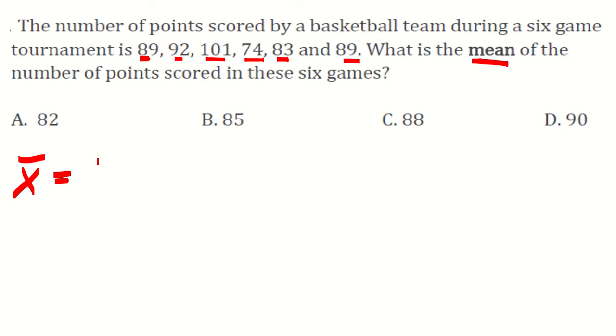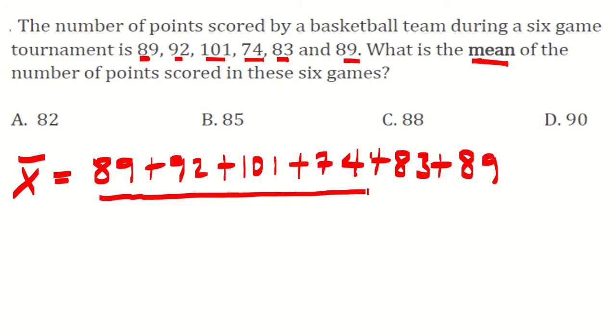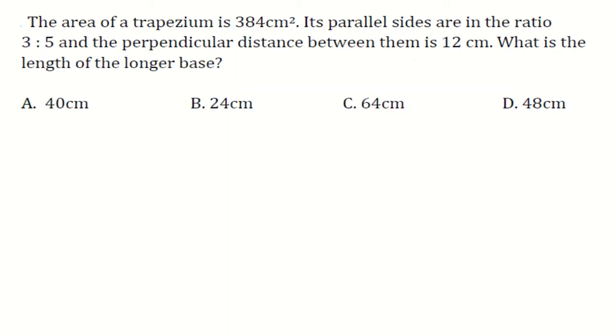is going to be 89 plus 92 plus 101 plus 74 plus 83 plus 89. Then the whole will be divided by 6. Why divide by 6? Because as you see, there are 6 games. So the total number of games will be divided. When you add those numbers, it's a matter of addition, so we need to take care when you add. The result will be 88. So the answer is found in C. Okay, and let's continue to the next question.